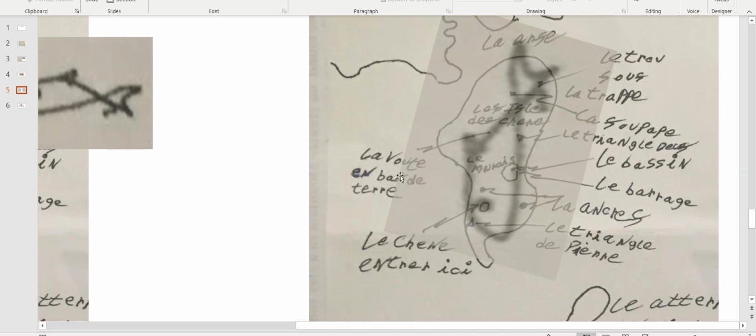So if we see here, you start with the voûte, and you're going down. You hit le trou sous la trappe, then l'anse, then you come back to la soupape. Then you have to deal with the Île des Chênes. You have to deal with it on the way too. I think you have to do it twice. And then you're dealing with the triangle, the bassin, the barrage, les entrailles d'Andoyette, and you finish with le triangle de pierre and le chêne. And voilà, that's how to do it. I'm sorry I missed the soupape on my drawing, but that's what we're going to do in the next video.